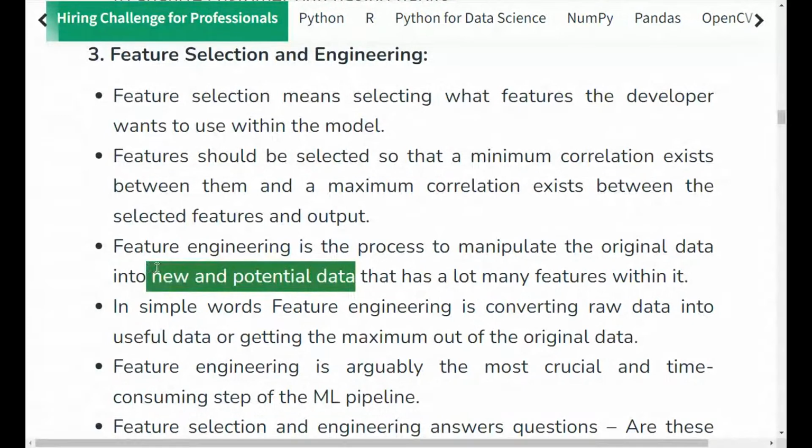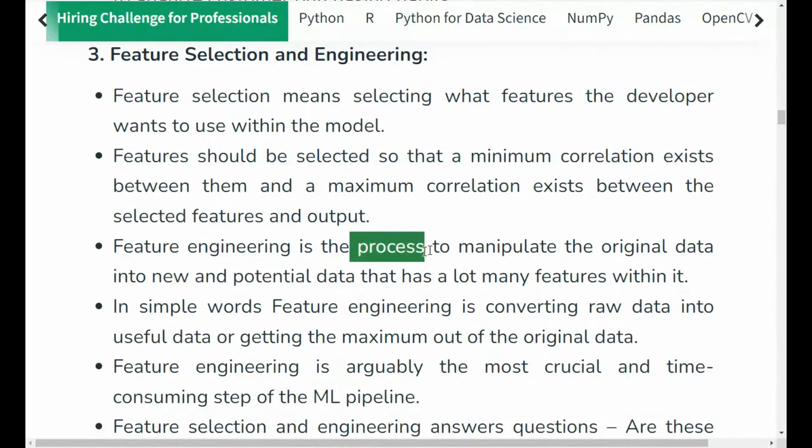All right. So what are we trying to do? It is a process to manipulate the original data into new and potential data. You have taken the collected data, but that data is not feasible or ready for the machine learning model. So you manipulate that data so that it can be useful and very potential data for decision making for the algorithm. You manipulate that data according to your need, not the collected data's format.